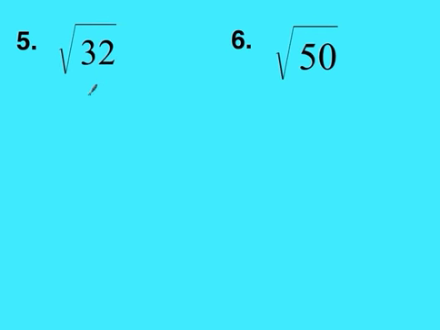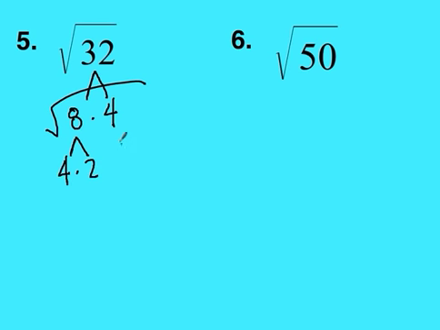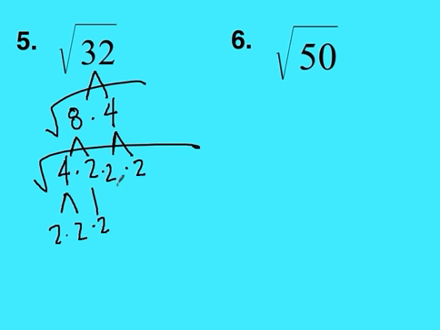For number 5, I've got square root of 32. Well, 32 breaks down to 8 times 4. I can break down 8 by saying 4 times 2, and I can break down 4 by saying 2 times 2. Then I'll look and see if I can break down the 4's. I can break down 4 to 2 times 2, bring down all of those 2's. So I have 2 times 2 times 2 times 2 times 2.